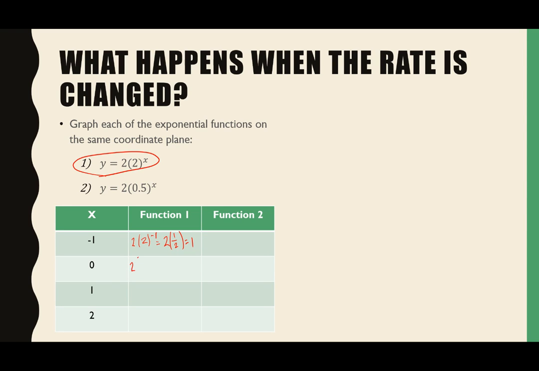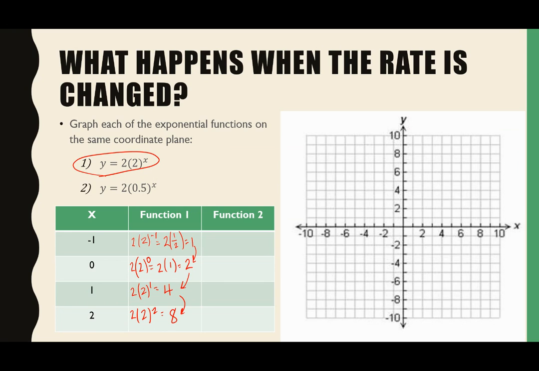And then 2 times 2 to the power of 0. Any number raised to the power of 0 is 1. So what is 2 times 1? 2. And then substituting 1 for my x value, I get 4. And then substituting 2 for my x value, I get 8. So notice it's doubling from one row to the next because my rate is 2.